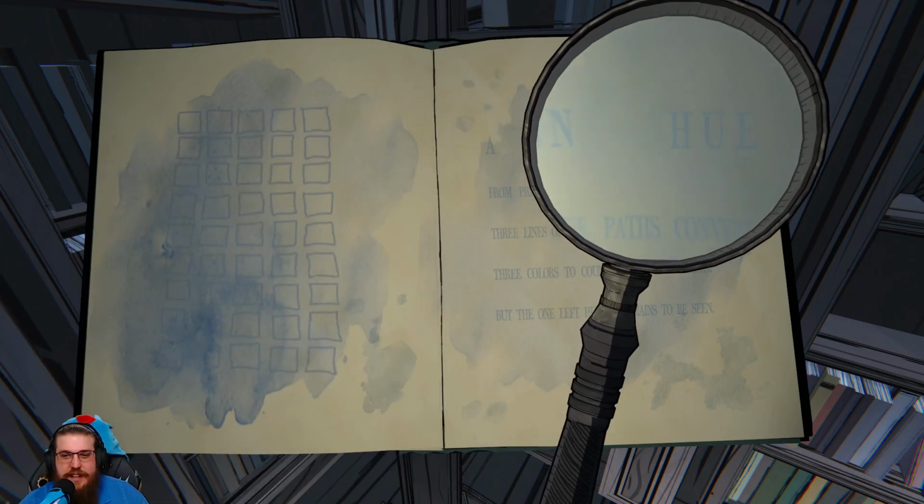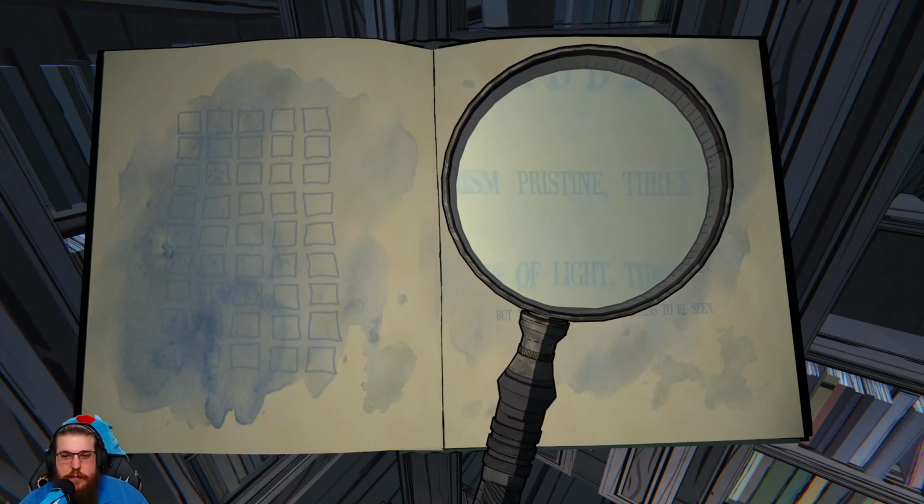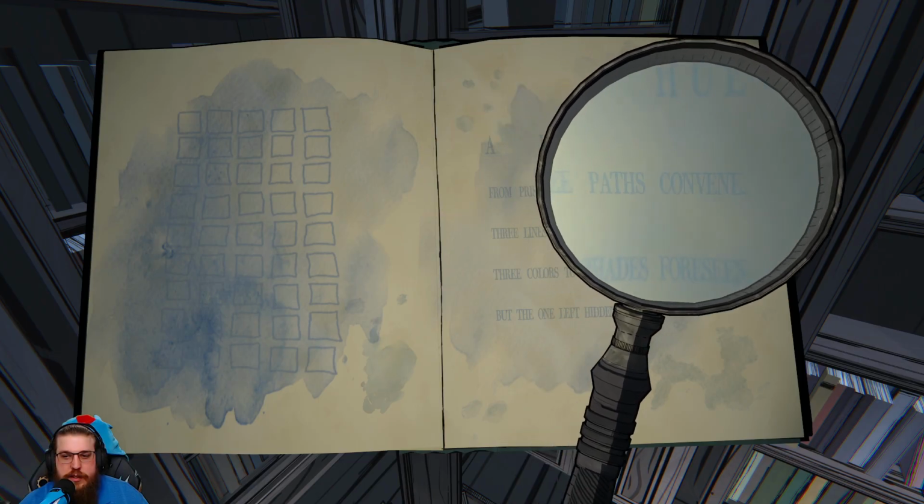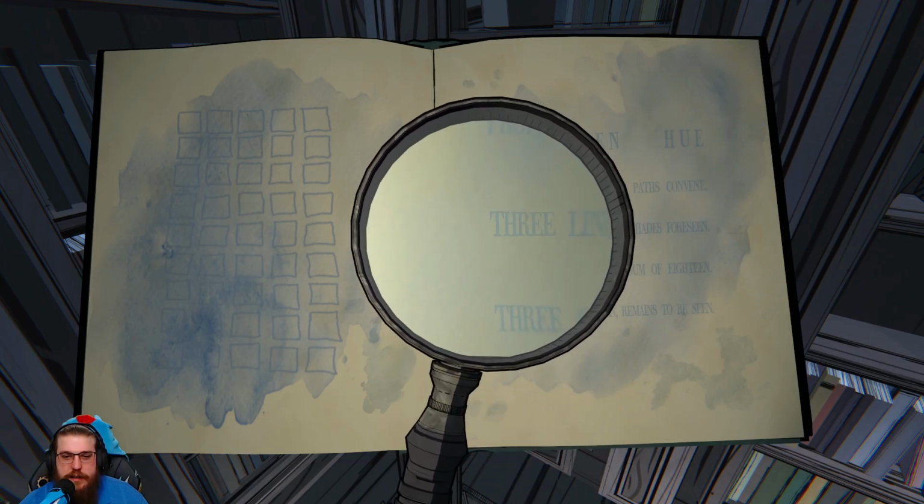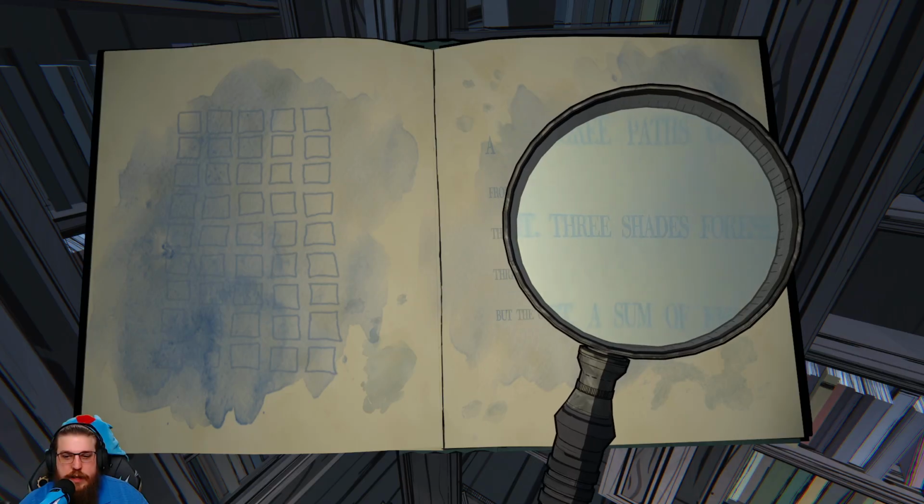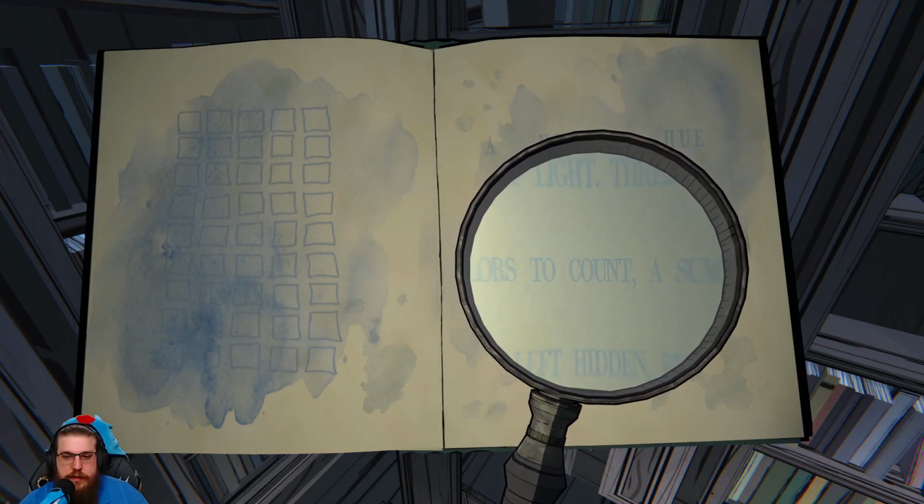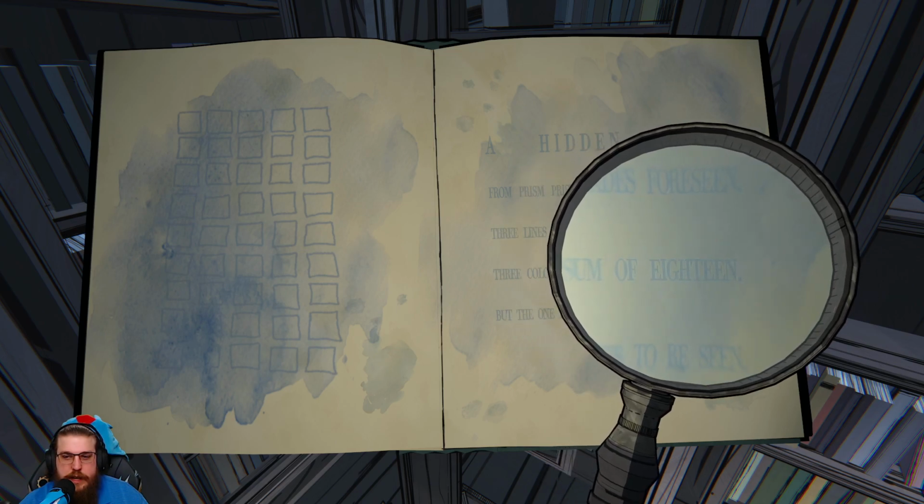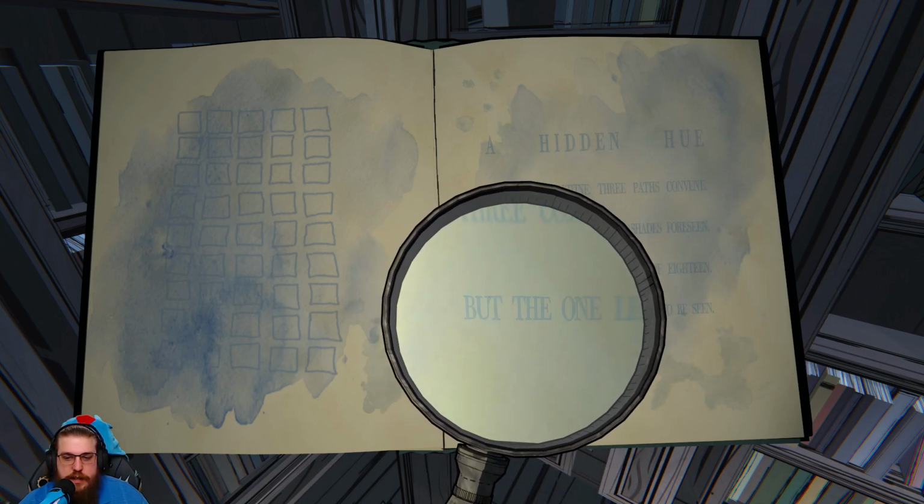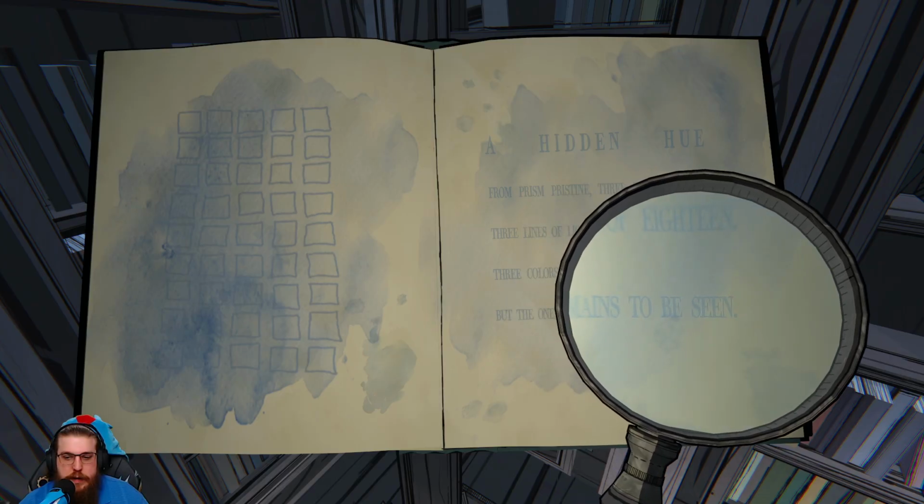Oh, a hidden hue. From prism pristine, 3 paths convene. 3 lines of light, 3 shades foreseen. 3 colors to count, a sum of 18. But the one left hidden remains to be seen.